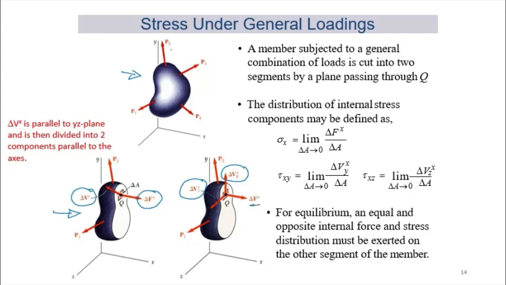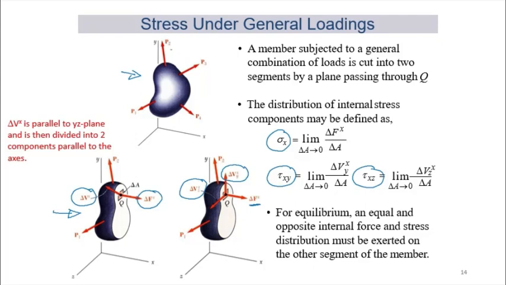Delta F will give you sigma x, delta Vy and delta Vz will give us the shear stresses. So we have sigma x, which is F over A, right? So limiting delta F over delta A will give us the value of the stress at point Q on this surface here, okay? And similarly, delta Vy will give us tau xy, and delta Vz will give us tau xz.